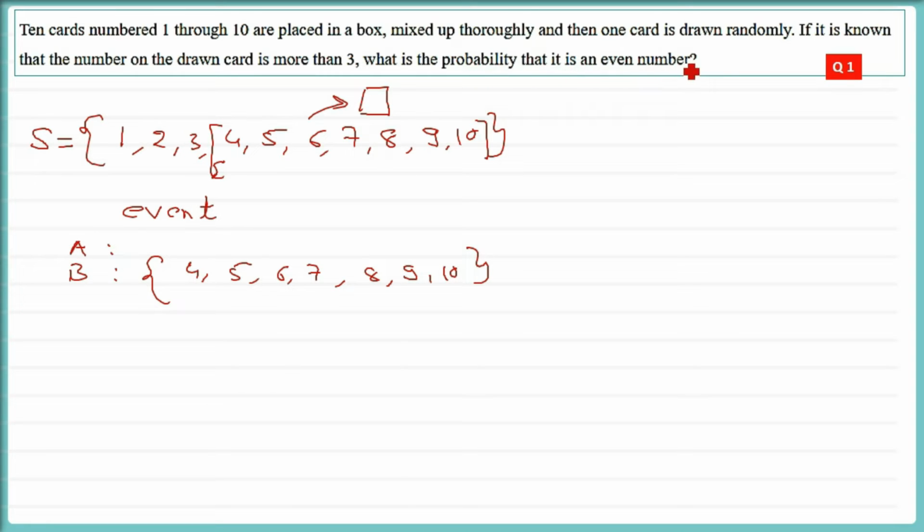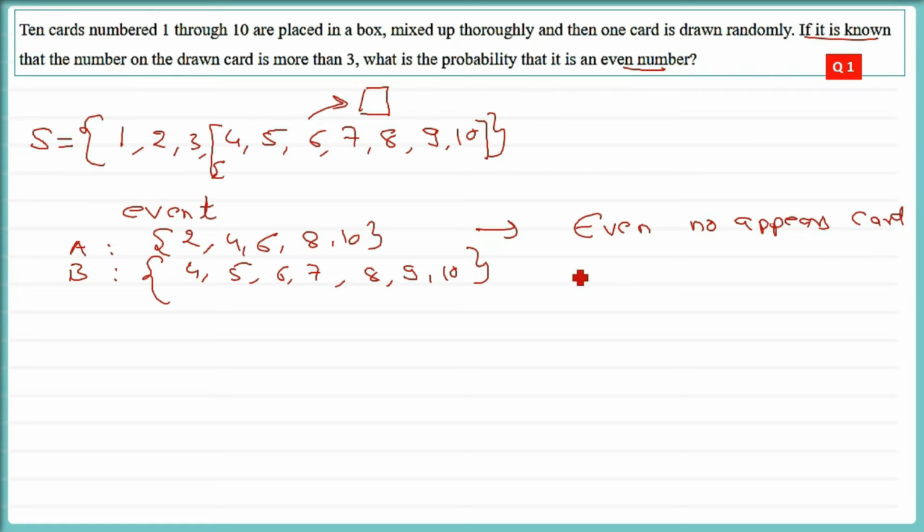That is, it is an even number, but it is not known. See, an even number can be any number from the sample space, but the B event is already known, that the number is greater than 3. So the A event will have all the even numbers. It's not that we have to choose from 4 to 10, because if it is known that it is greater than 3, that doesn't mean we have to choose only from 4 to 10. We have to choose from the sample space. So 2, 4, 6, 8, 10, all these numbers are the even numbers. So an even number appearing on the card is our A, first event.